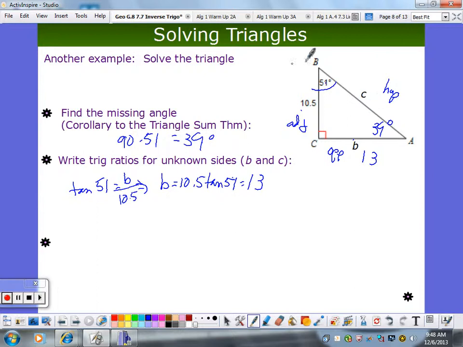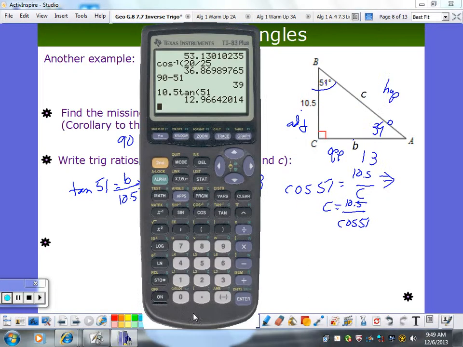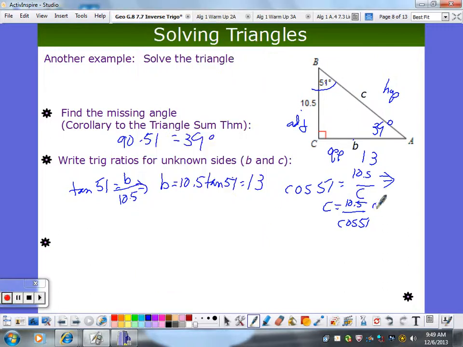And now I want to find C, relative to the things I know. So what do I have here? Adjacent and a hypotenuse. Cosine 51 equals 10.5 over C. So this is the swap one, right? What does that mean? C is 10.5 over the cosine of 51. I cannot see these little teeny numbers here. About 16.7-ish.